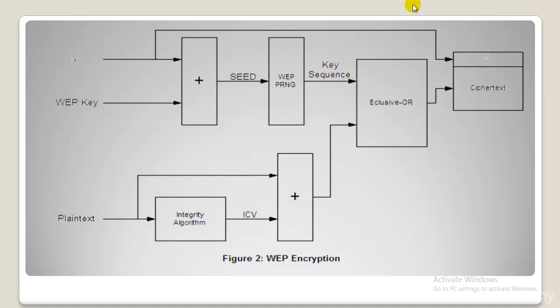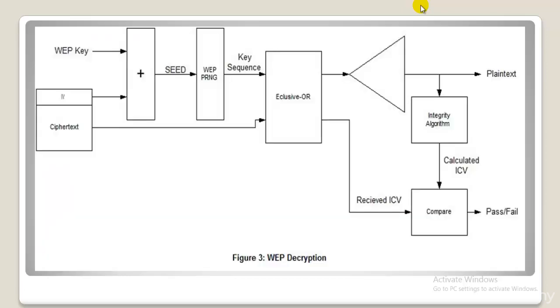The encryption process used by WEP is Rivest Cipher 4, called RC4. There is also an integrity algorithm, CRC32, which is used on the plain text to create the integrity check value, that's ICV, which is used to protect against tampering or unauthorized data modification. And this figure will show you exactly what the decryption algorithm looks like. So yeah, that's how it works.